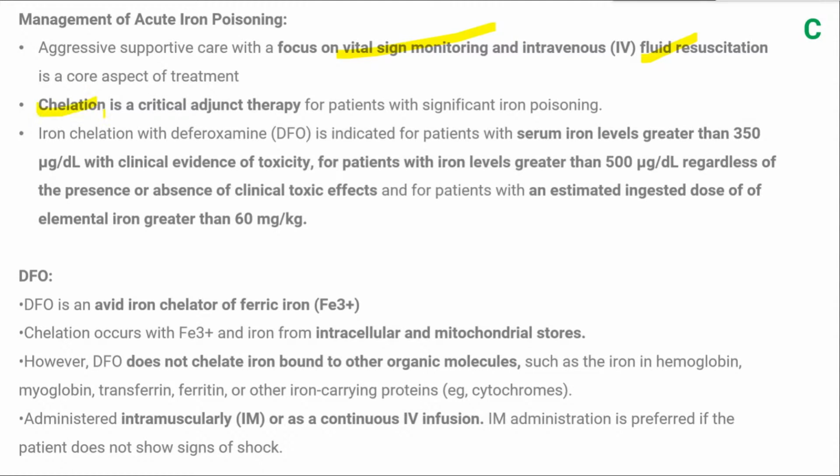We give a chelator which will bring out the excess iron within the human body. This DFO can be administered both as IV or as IM. If there are no signs of shock, go ahead with only IM. No need to give IV infusion. Just go ahead with the IM injection.